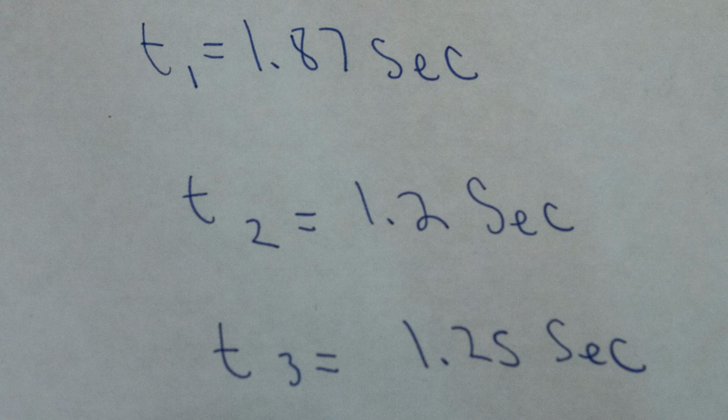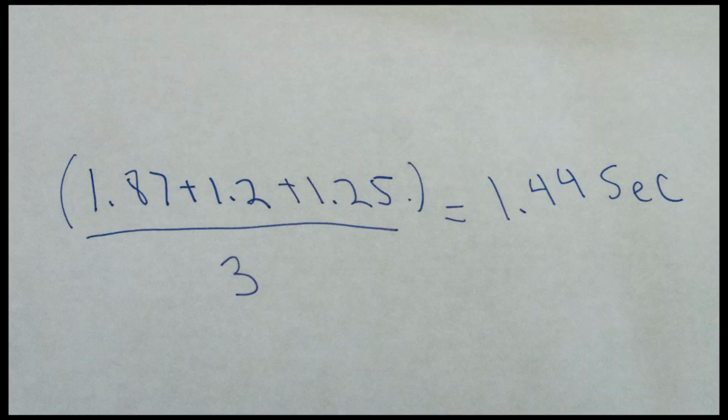So here we have our 3 times that were recorded from our experiment when the ball hit the ground, and we're going to average these together. So here we are averaging our 3 times, adding them together and dividing by 3 to come up with an average of 1.44 seconds, and that will be the x-coordinate of our x-intercept on our graph.